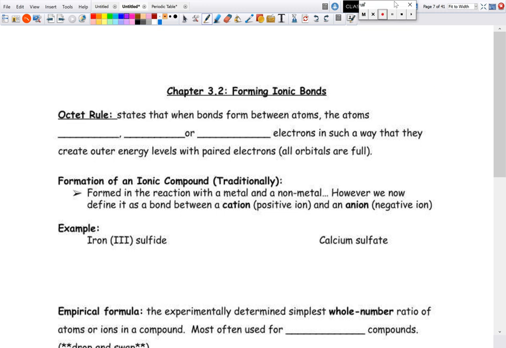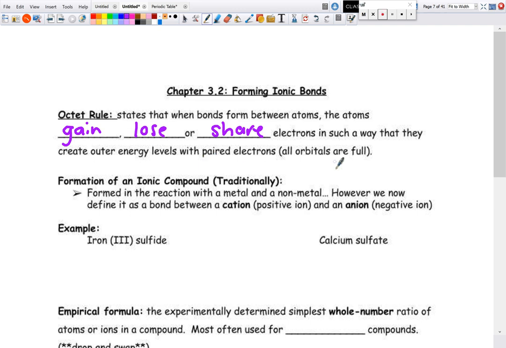Alright, so welcome back. Today we're just going to be looking at the formation of ionic bonds. Now, we kind of touched on this rule, and I might have mentioned it when you did Science 10, that bonding tends to follow something called the octet rule. It states that when bonds form between atoms, the atoms either gain, lose, or share their bonding electrons in such a way that they create outer energy levels with paired electrons.